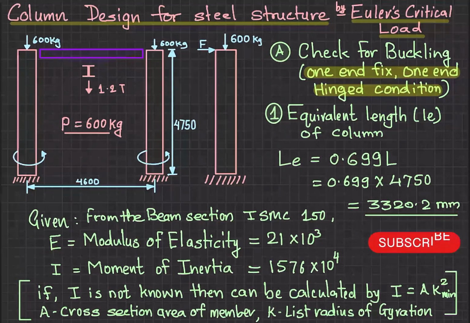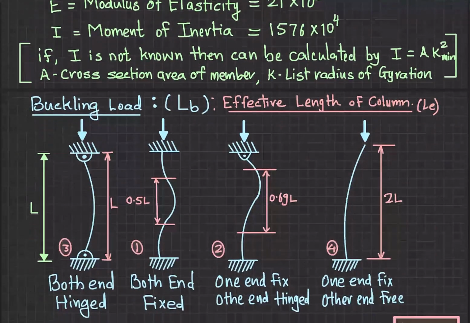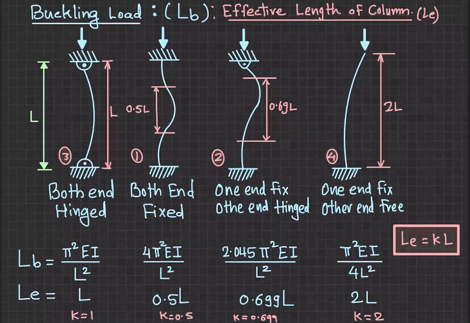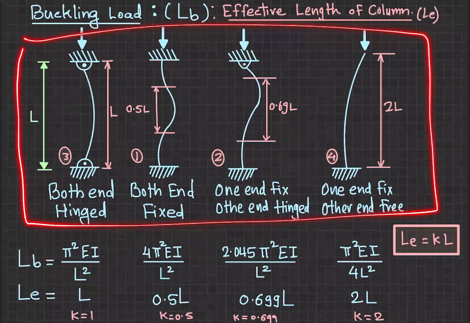Now we will try to understand where this equivalent length or effective length formula comes from. In a column, there are usually four conditions: both ends hinged, both ends fixed, third, one end fixed and the other end hinged, and the last one, one end fixed and the other end free. So these are the four conditions of the column we usually find.